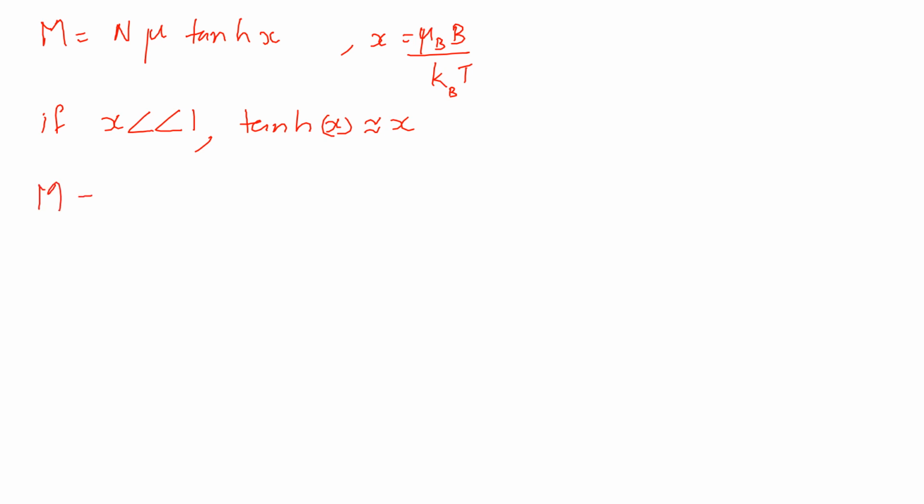But what is x? x is mu b times B divided by kB T. Now, if this x value is very much less than 1, then hyperbolic tan of x can be approximated to x. Therefore, in the above expression we can write the magnetization M as n times mu times x.